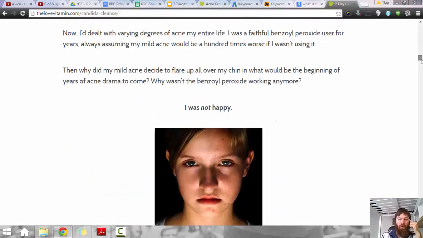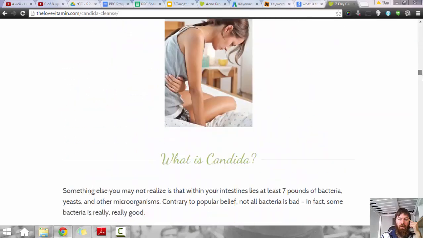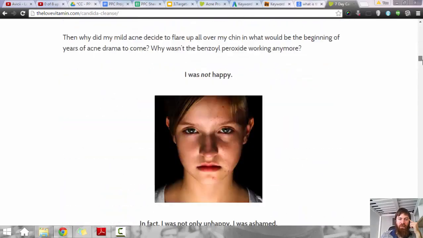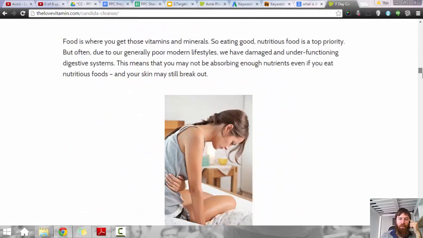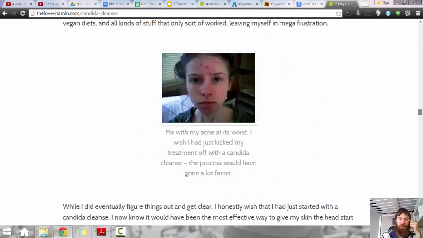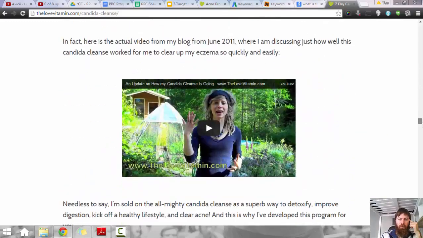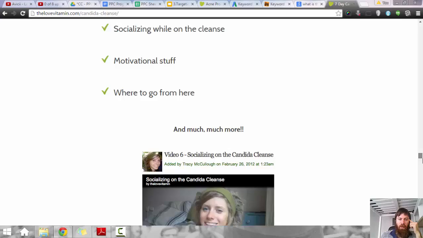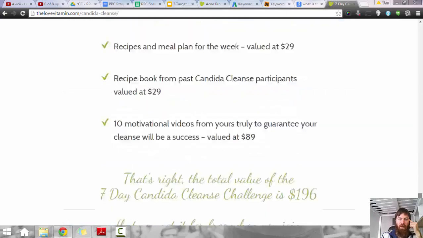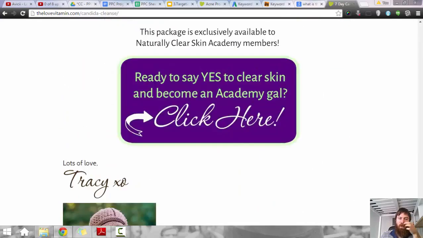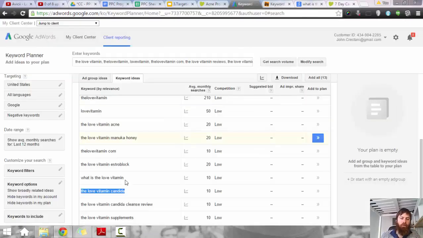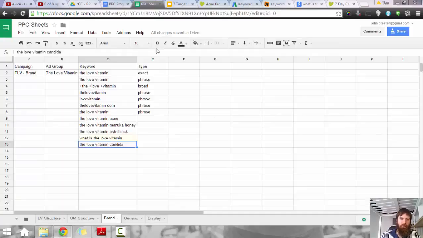Maybe this was a former product. So it looks like this is actually a former sales page that the person was using, because there aren't any... oh, there's one personal picture. And this just looks like an old sales page that she was trying to use. It isn't as well done. But yeah, that's interesting. So you can find a lot of stuff. Candida Cleanse Review.